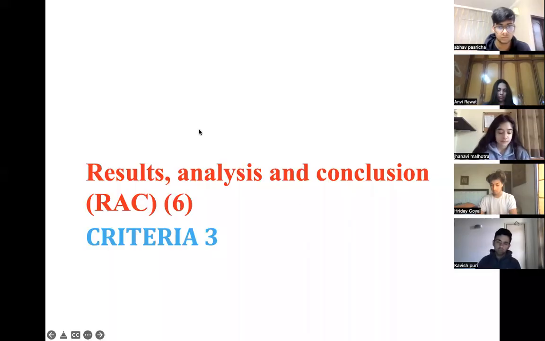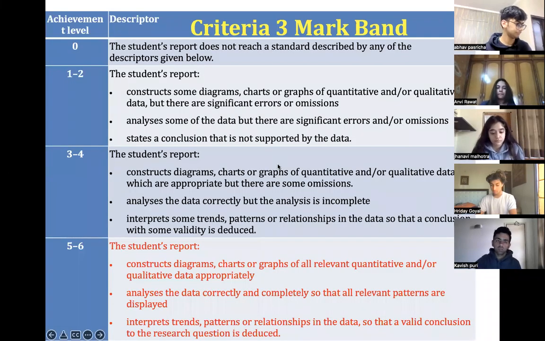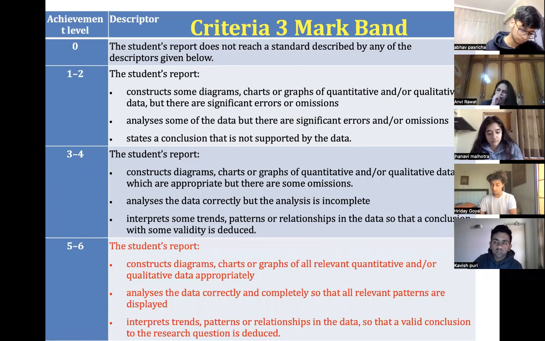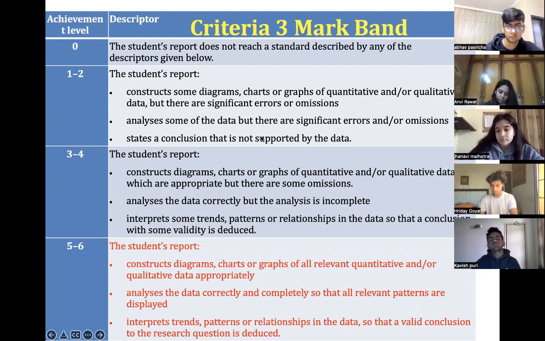So these are the last third part of the criteria, result analysis and conclusion. Again, this is the criteria band. I hope everyone has gone over the criteria band. The more criteria band you understand, especially I would advise people who want a 6 and 7, don't just read the criteria. Memorize the criteria. Memorize it, even if I just wake you up from sleep, you have to tell me: student report, construct a diagram, chart, graph, analyze the data correctly, interpret. That is the kind of thing you have to do. Then only that thought will come to you when you are doing the IA.